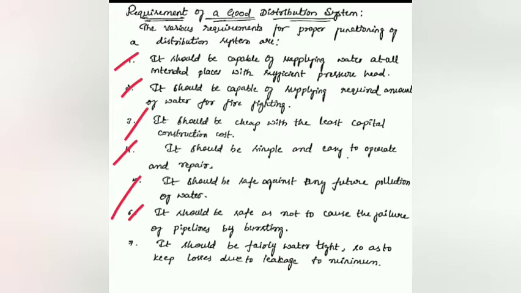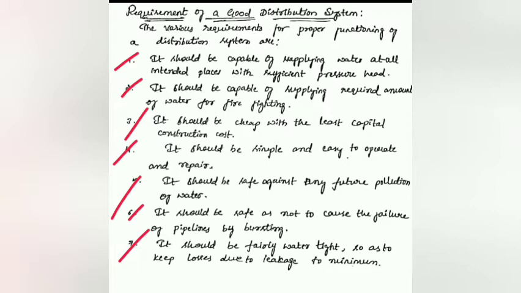In order to take care of these things, generally the valves are provided, and the design should be made in such a way that pressure increase will not happen in the entire distribution system. Lastly, and the last requirement, it should be fairly watertight, so as to keep losses due to the leakage to a minimum. As we know, under the demands, we also considered the losses due to the leakage and the theft of the water. So in order to minimize that, it should be fairly watertight.